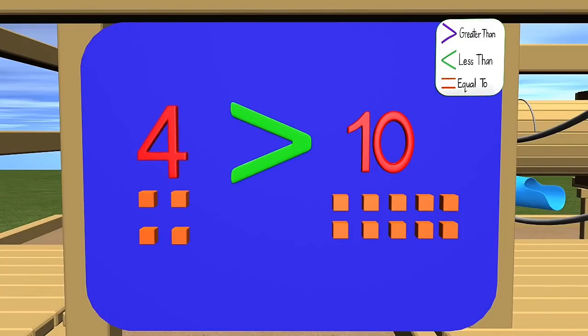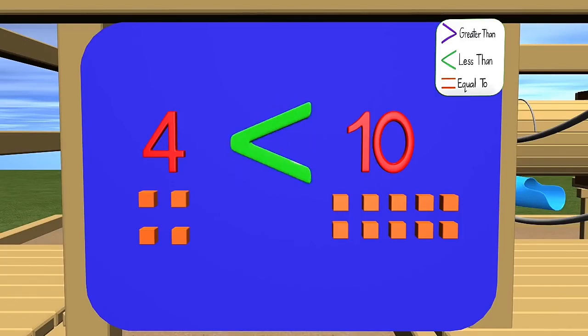Okay, so we have 4 on the left and 10 on the right. The symbol's mouth will open to the larger number. Which number is larger? The 10 is larger, so the mouth opens to the 10. If we were to read this, we would say 4 is less than 10.